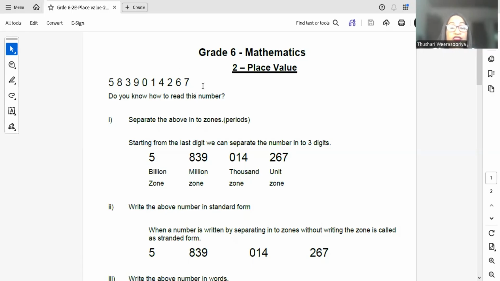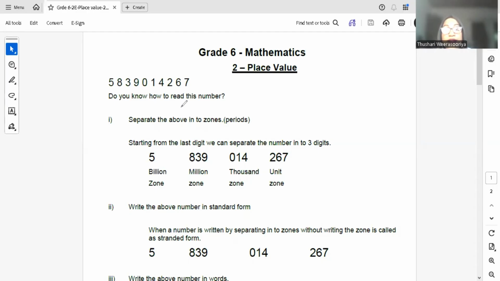Now look at this number. Do you know how to read this number? We'll see. Now, under that, there are some questions. The first step, you separate this number into zones. In mathematics, there are major 4 zones. When you go to upper grade, trillions are also there, but we are learning up to billion.